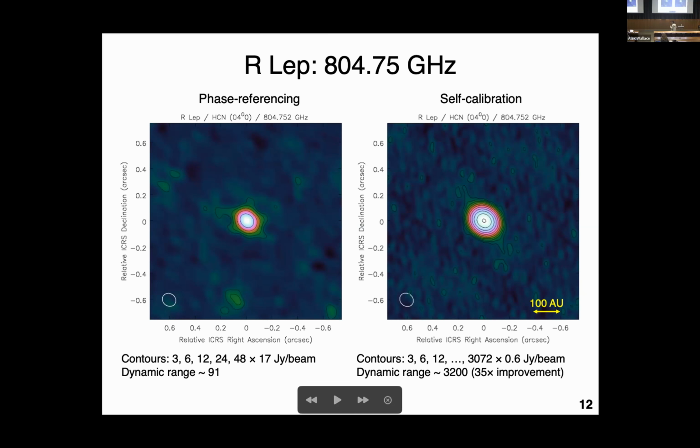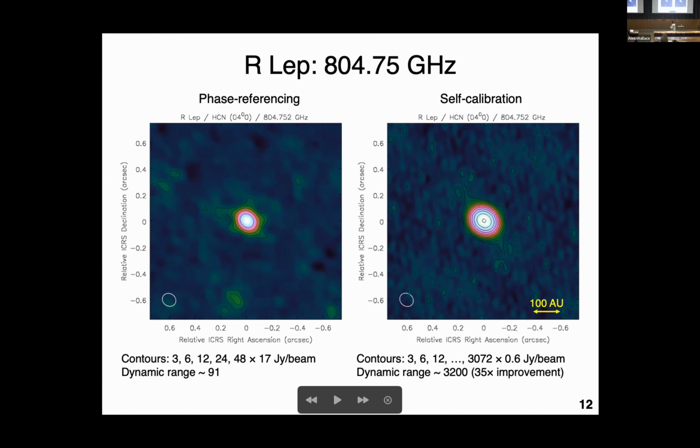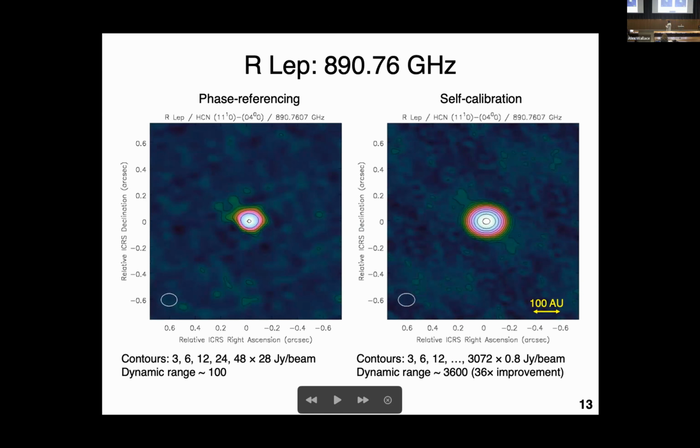But for other setups where the detection was weaker, we were not able to reach as high a dynamic range as 3,000. This is the one that I showed at 805 gigahertz, and this is 891 gigahertz, and we also see similar results.